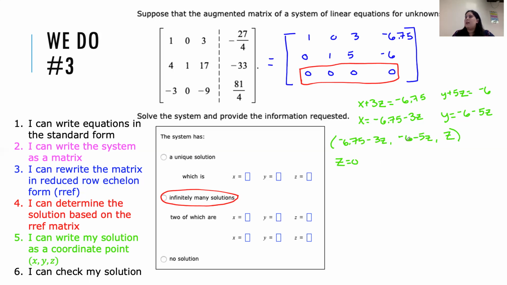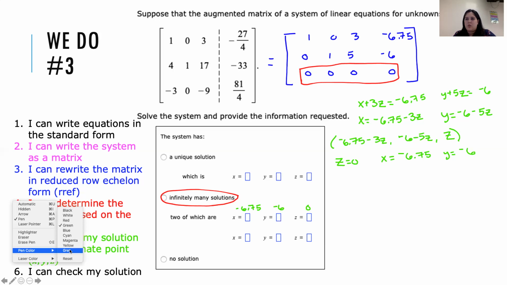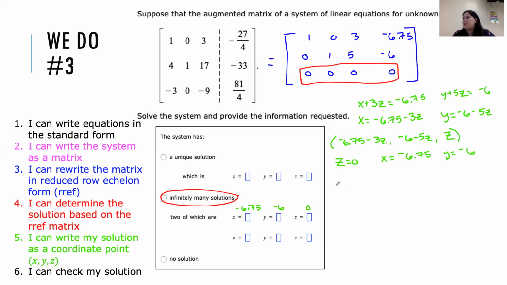If I plug 0 in, the z term goes away, and we're going to be left with x equals negative 6.75 and y equals negative 6. So we would plug that in. Another one, and I'm just going to do it in a different color because there's a lot of green there. We're going to do it in gray. If I chose z equals, I don't know, we can go with 2. You can pick whatever number you want other than 0 because we've already used it.